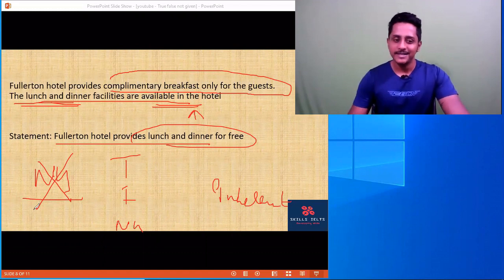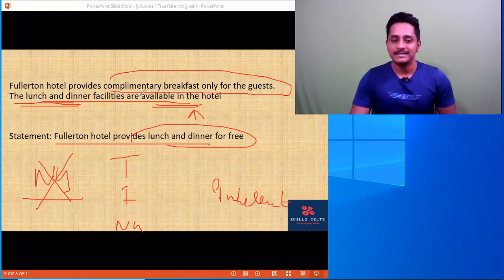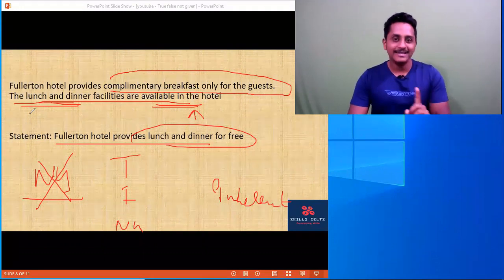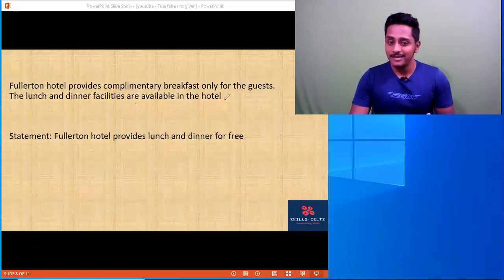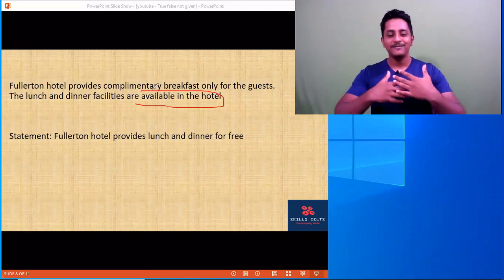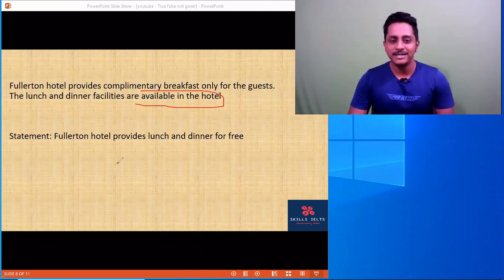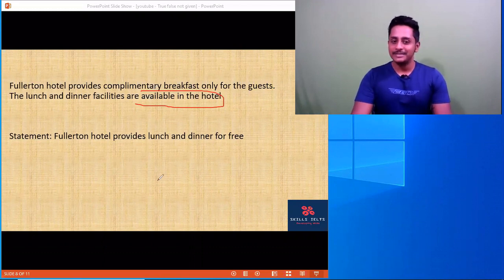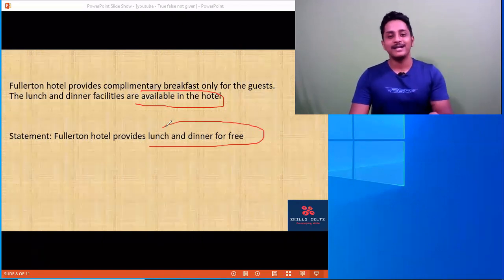Correct? Same thing here. Fullerton Hotel, it's in Singapore, provides complimentary breakfast only for the guests. Lunch and dinner is not complimentary. That is what they're trying to say, just that they've not put it across in words. Lunch and dinner facilities are available in the hotel, but you have to pay for it. We serve you. Come on. Yes, we definitely cook stuff like rice or whatever it is, but you will have to pay for it. That's what they're trying to say. So Fullerton Hotel provides lunch and dinner for free. No, they don't provide lunch and dinner for free.